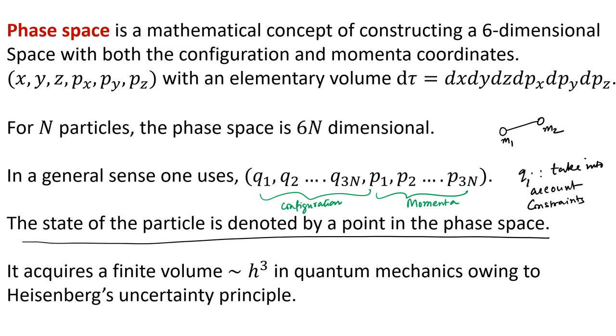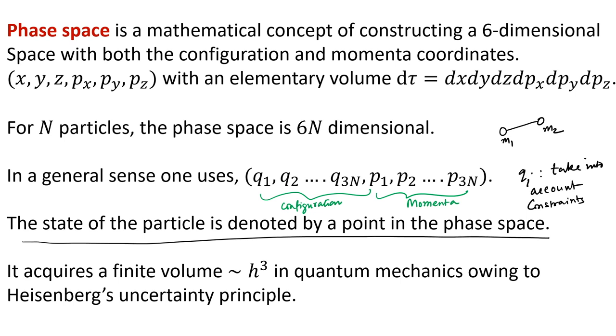Though it is a purely classical concept, because we are talking about energy and momentum on the same footing, which is prohibited by quantum mechanics owing to the uncertainty principle. It says that if you really want to precisely determine the position of a particle, then the momentum measurement yields a huge uncertainty. This is called the uncertainty principle, and delta x into delta p x will be of the order of h cross, which of course we can neglect in classical mechanics, but h, the Planck's constant, cannot be ignored in quantum mechanics.